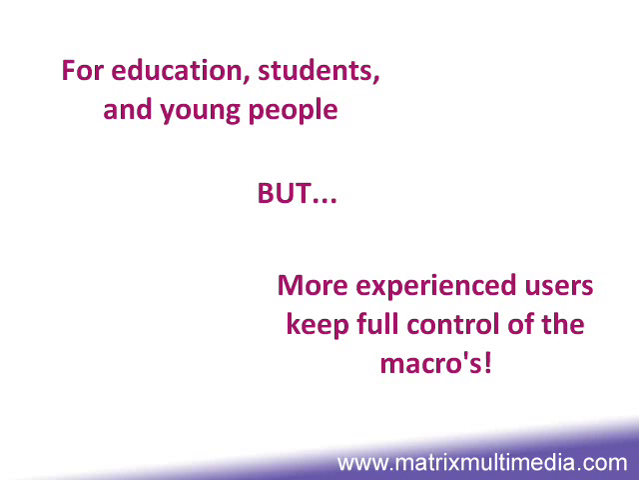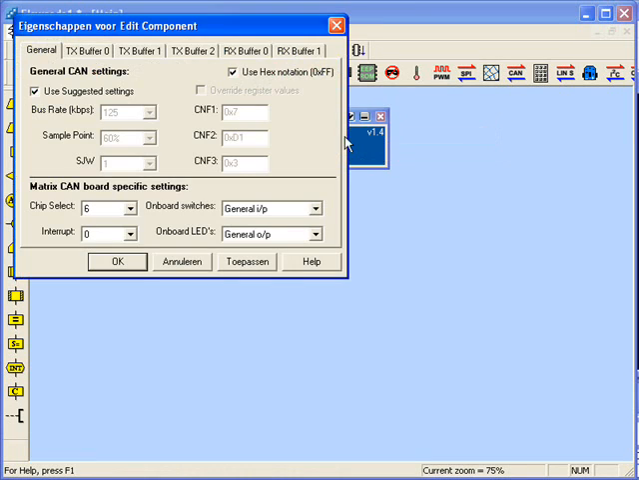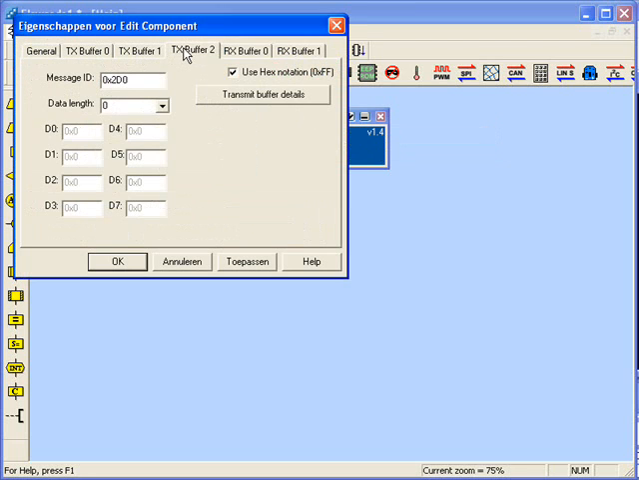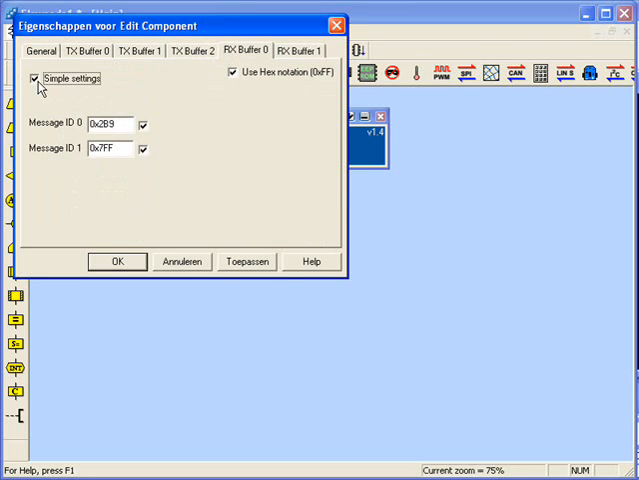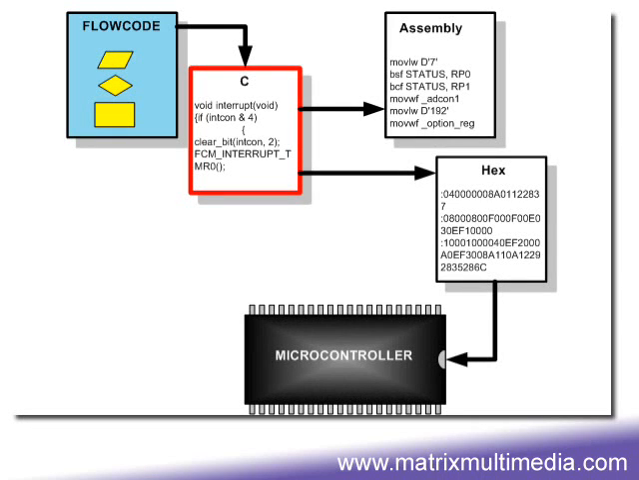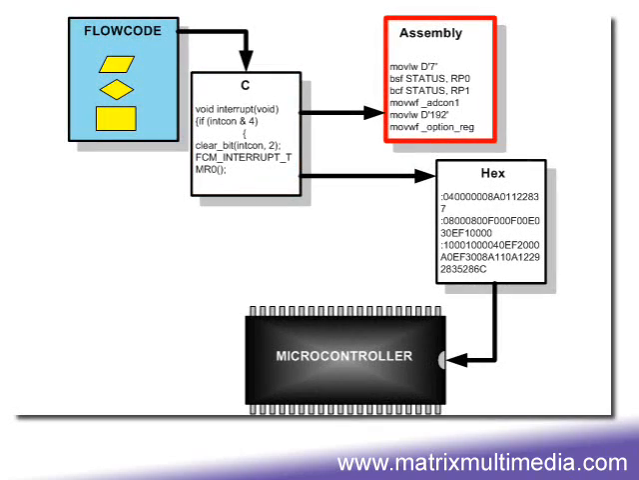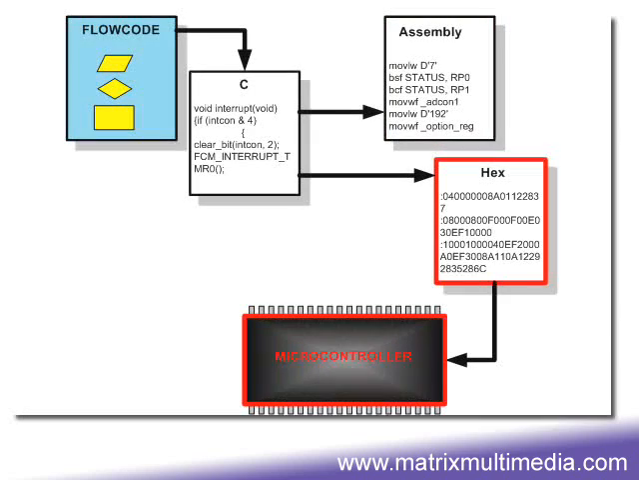But I want to reassure the more experienced users that if you want, you can keep just as much control over these functions as you would have in C. Just have a go with it with an open mind and you will be amazed. Your total Flowcode program is compiled to nice, clean C code, then assembly code, and then a standard hex file that can be downloaded to the microcontroller of your choice.